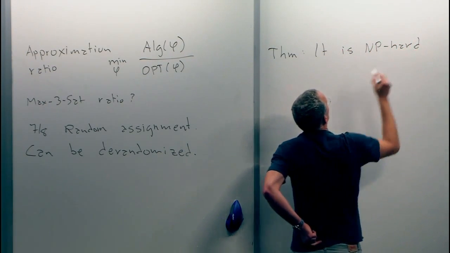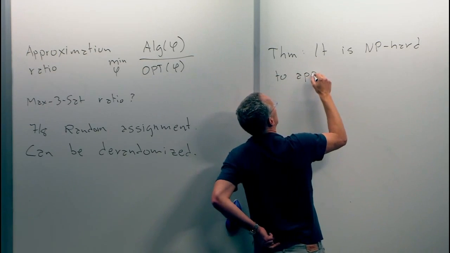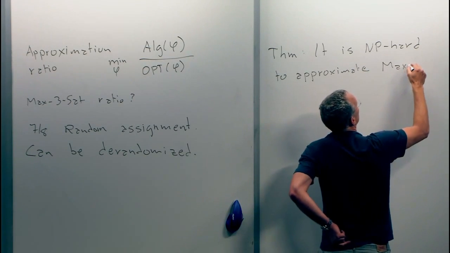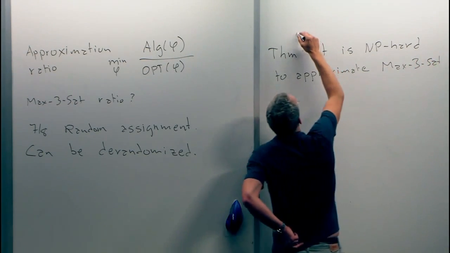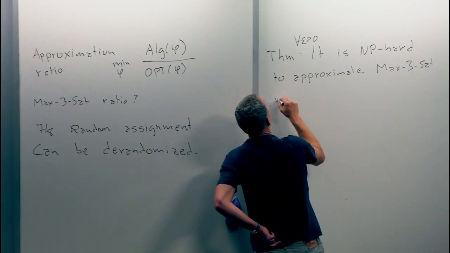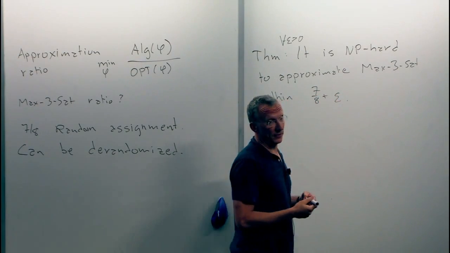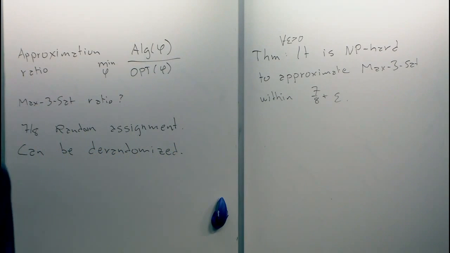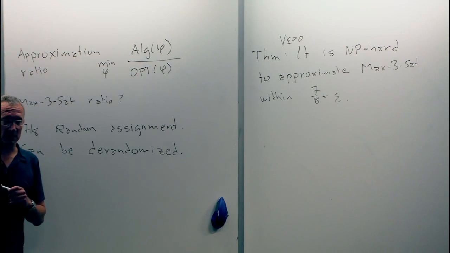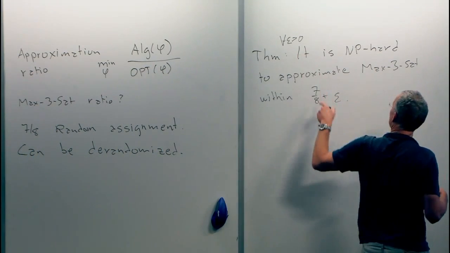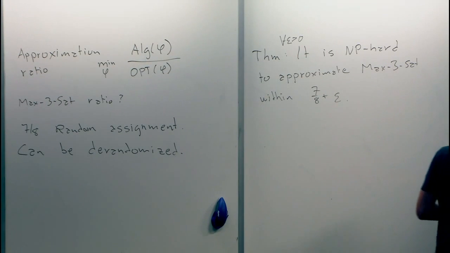So the first theorem, the one that I'm going to spend a good fraction, well, probably all of today and some of next time trying to prove, is that it's NP-hard to do better. You cannot beat 7/8 by more than any positive constant: for any positive number, you can't do better than 7/8 plus that number.